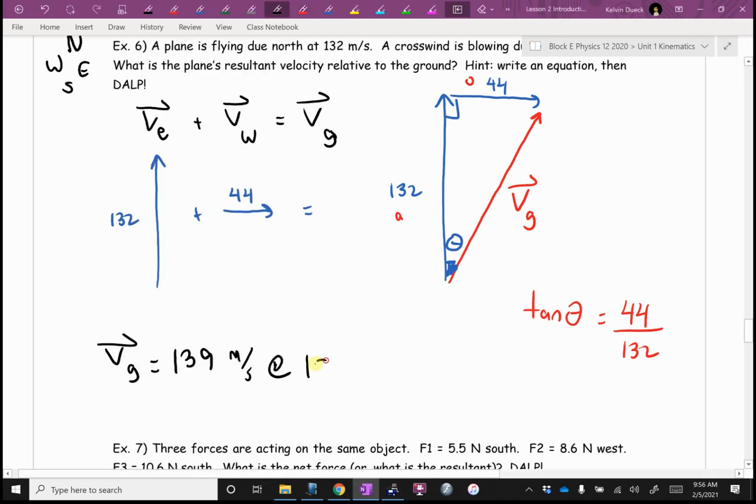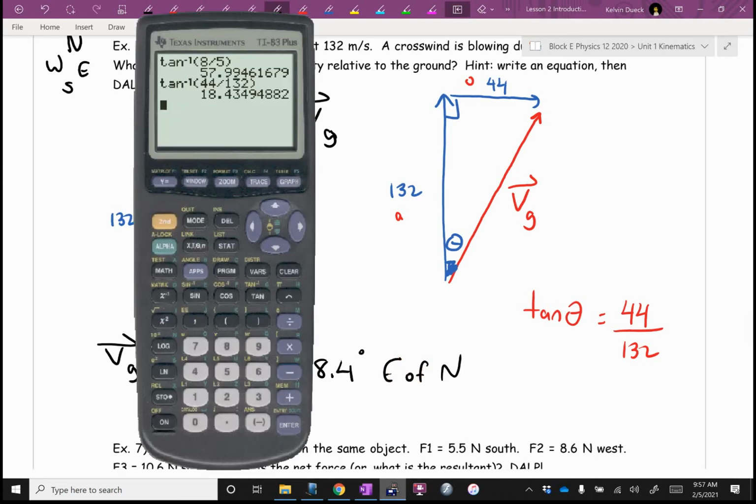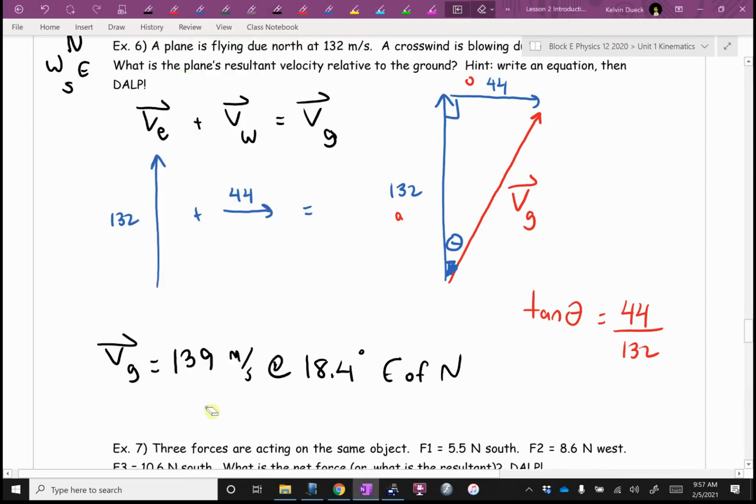North of south, east of west, what of what? East of north. Or, Matt, if you drew the 44 first and then added the 132, 90 minus this, you might have said 71.6 degrees north of east, and I'd give you full credit, but you'd still get the 139.